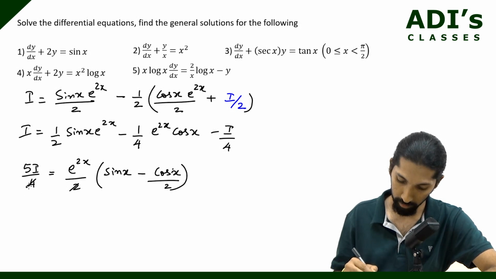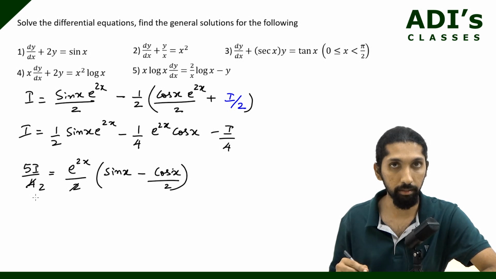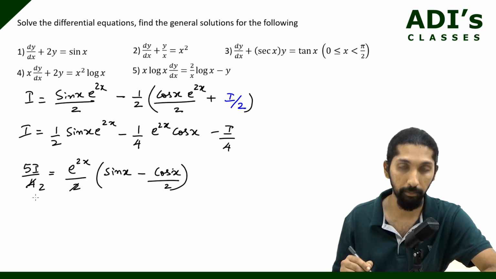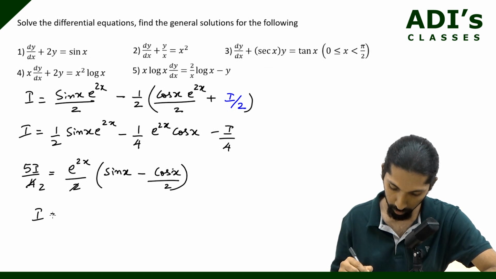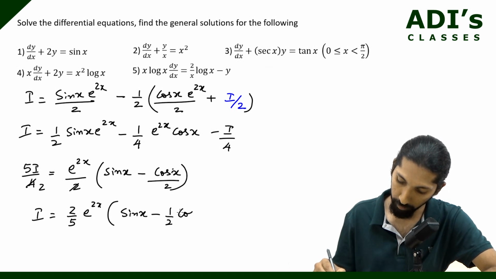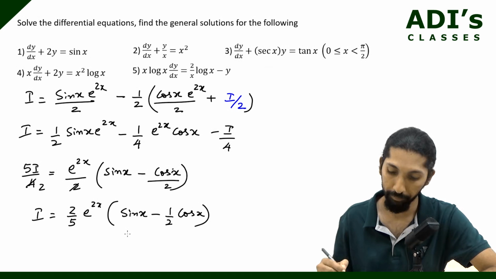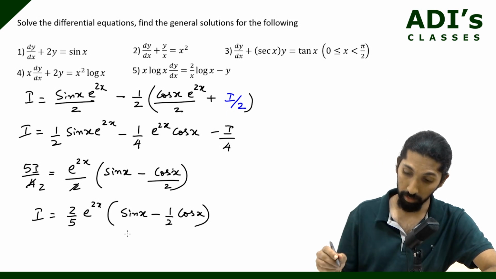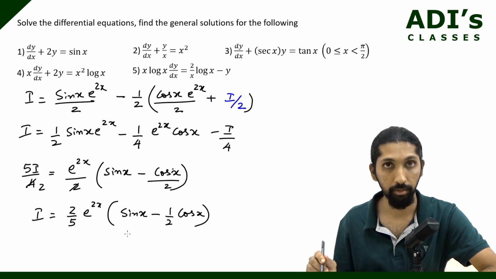So we can multiply and divide here. Basically 2 and 4 get cancelled out. So I is equal to 2 by 5 e power 2x into sine of x minus half cos of x. Isn't it? This is what we have.